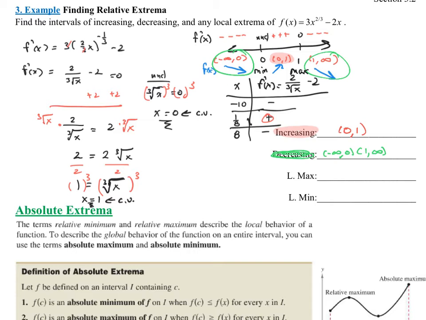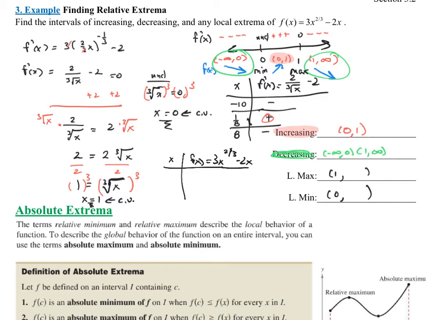So I have the x values of each of these. The x value of the maximum is 1, and the x value of the minimum was 0. I need to find those y values. Again, the only way to find the y values is to plug them back into the original function, which I will do now. So I'm taking my x values, and I want to plug them into the original function, which was 3x to the 2/3 minus 2x.